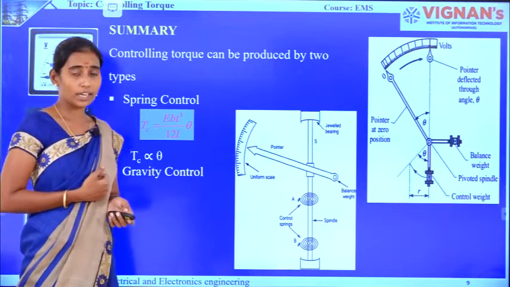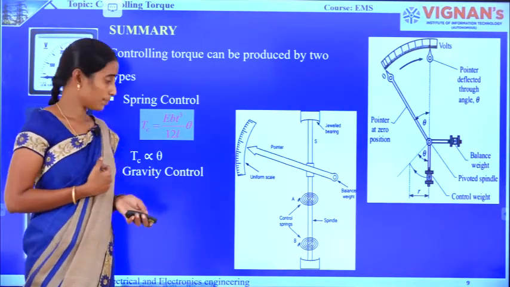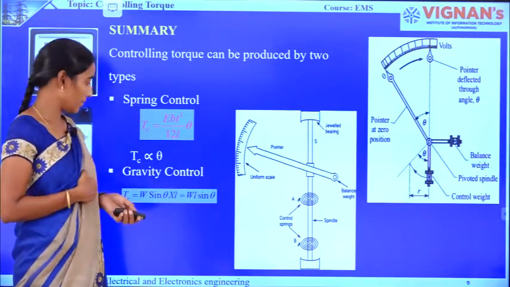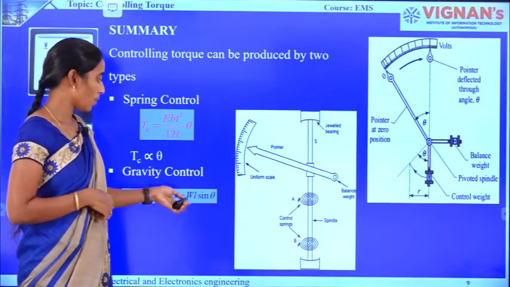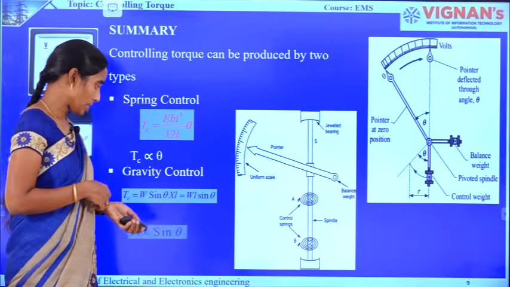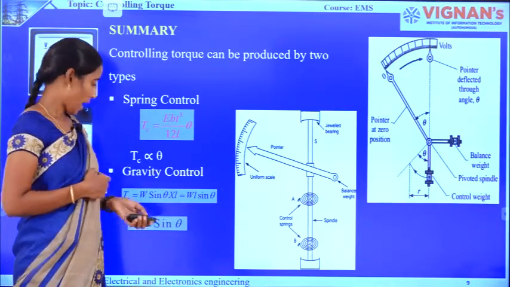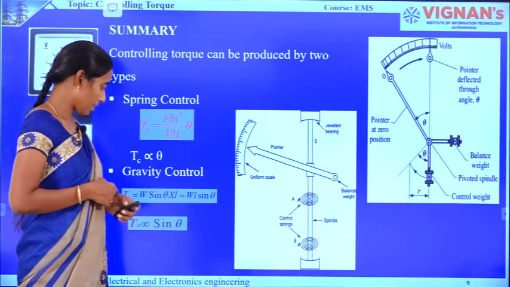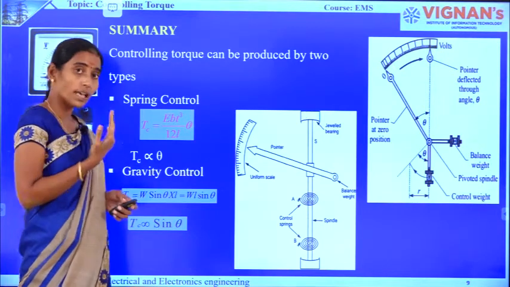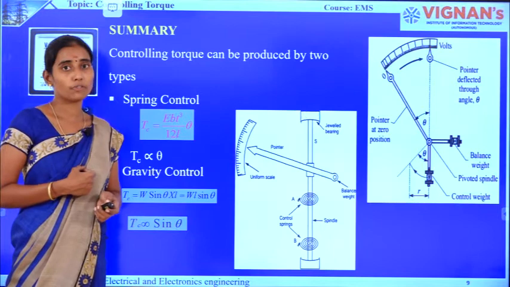And coming to gravity control, these instruments operate on the basis of gravity. The controlling torque in gravity control is given as tau c is equal to W L into sin theta. I am replacing this W L as Kg, which is your gravity constant, and hence your controlling torque is directly proportional to sin theta. That means since it is proportional to the sine of the angle of deflection, the scale of these instruments is not uniform.